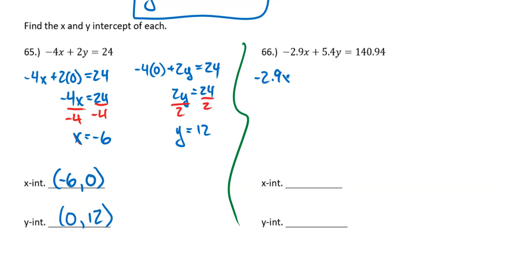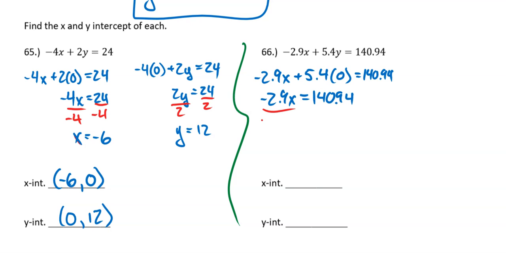So here, if I plug a 0 in for y, now I simplify. And then solve. I divide each side. And this one I would not do by hand. This one is a job for our calculator. So let me punch that in. 140.94 divided by a negative 2.9. So it looks like I get a negative 48.6.